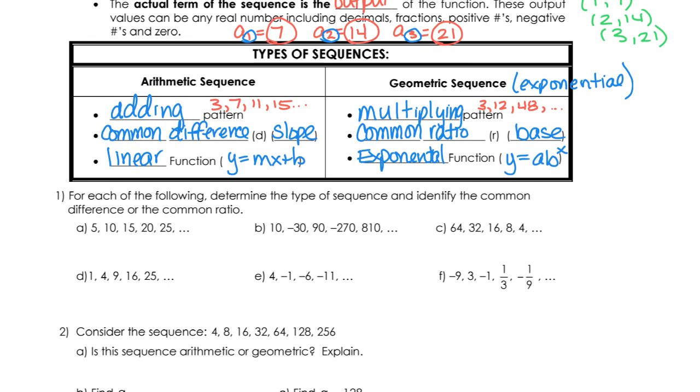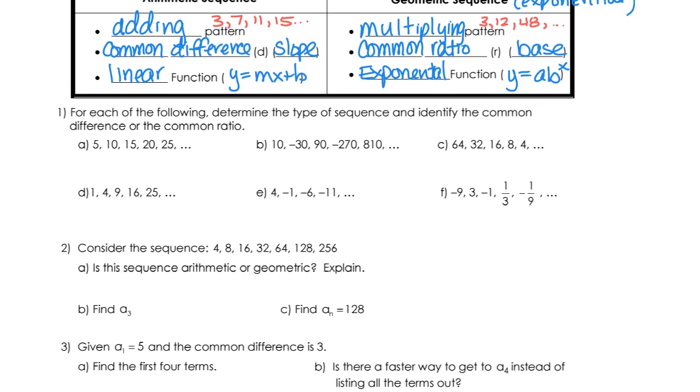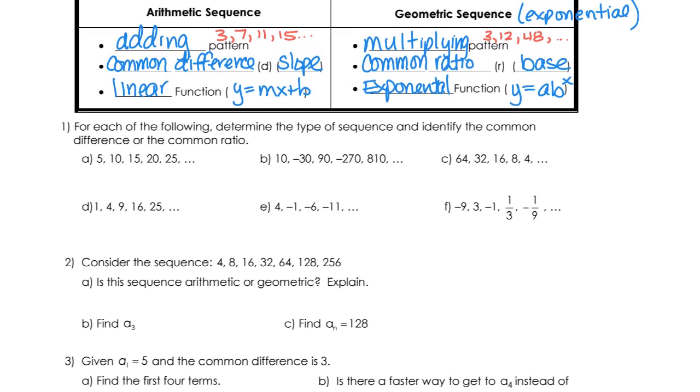So in number 1, they're going to ask us for each of the following: determine the type of sequence and identify the common difference or the common ratio, depending on what kind of sequence we have. So let's look at the first one. To get from 5 to 10, we could either multiply by 2 or we can add 5. However, to get from 10 to 15, you're going to see that it's not multiplying by 2, because then that should have given us 20. So I believe we are adding 5, and because we are adding, A for arithmetic. That makes it easy to remember.